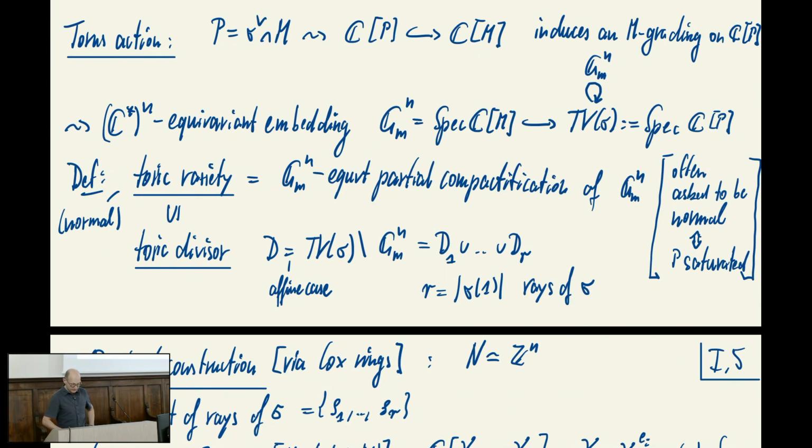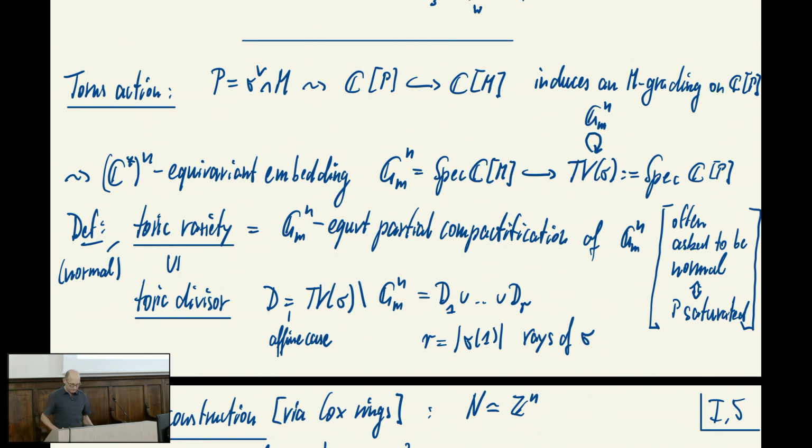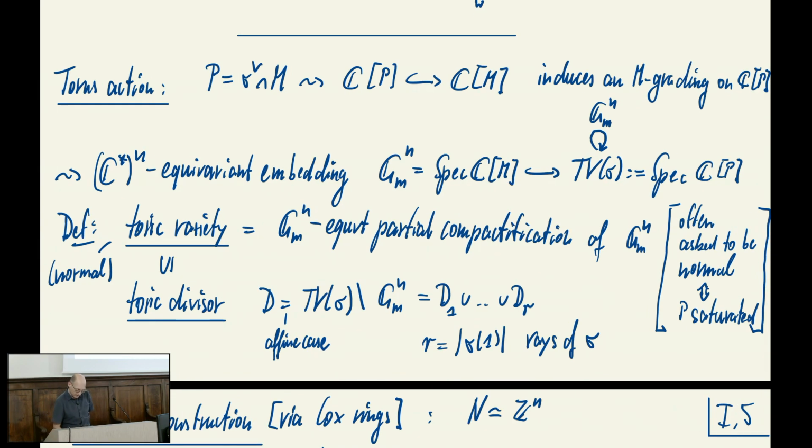So these toric varieties have this, and that is actually the definition of a toric variety. Let's ignore the normal first, okay? For purists of toric geometry, they would say a toric variety is a G_m^n-equivariant partial compactification of G_m^n. Partial compactification would have to be made precise. It means you have a G_m^n in your variety, and it's a dense open subset. And then you automatically get a toric divisor, which is the complement of this torus embedded in there, and it's always a divisor.